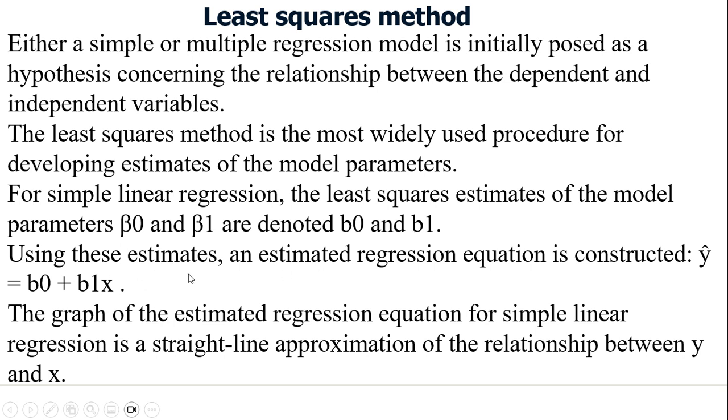Using these estimates, an estimated regression equation is constructed, which is known as y cap equals b naught plus b1x. The graph of this estimated regression equation for simple linear regression is a straight line approximation of the relationship between y and x. So when we're talking about best fit, you should know why this is coming in.